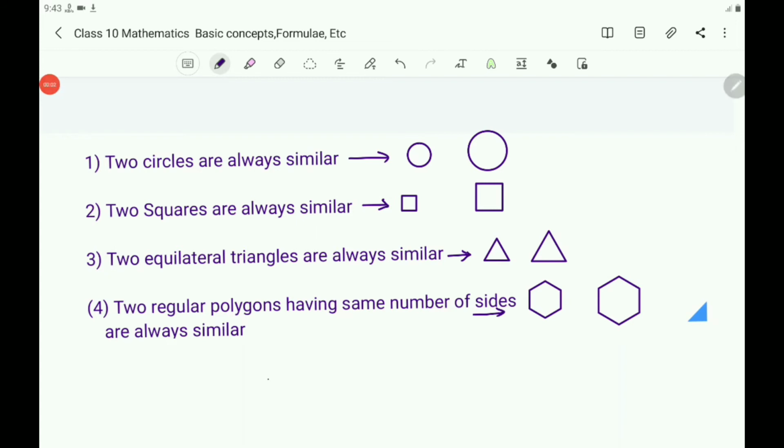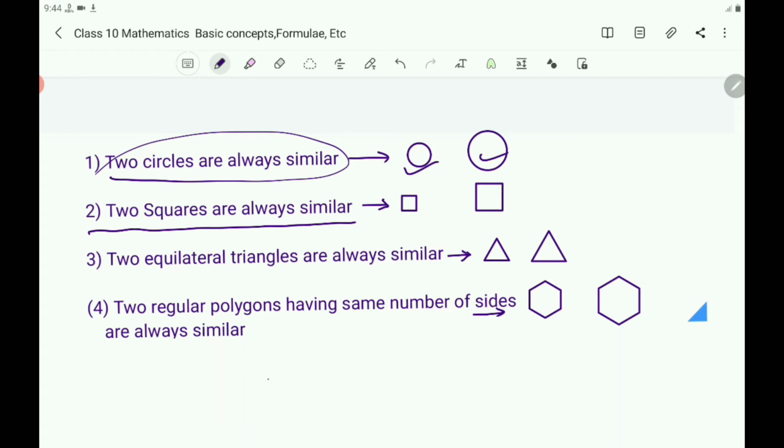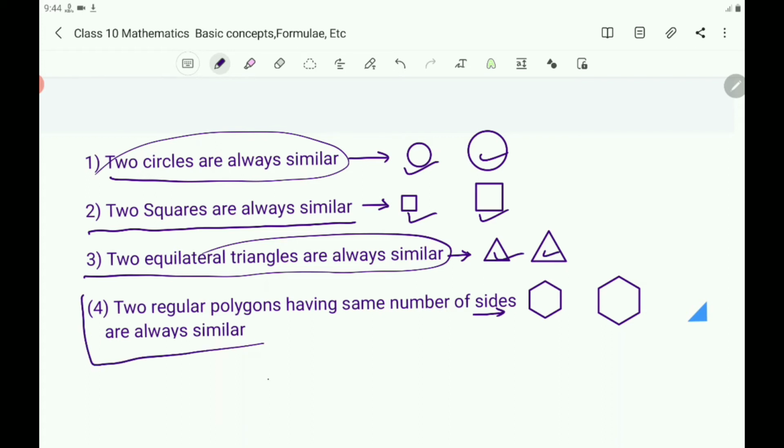Therefore, you can say that two circles are always similar, because they have the same shape. Two squares are always similar because they have the same shape. Two equilateral triangles are always similar because they have the same shape. And two regular polygons having the same number of sides are always similar because they have the same shape.